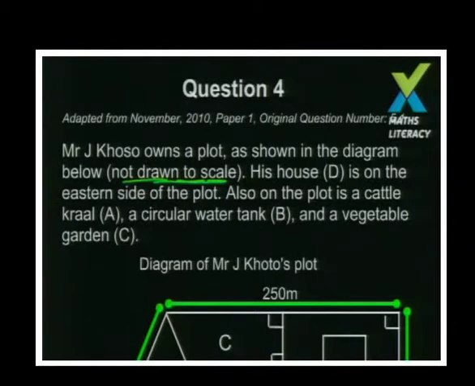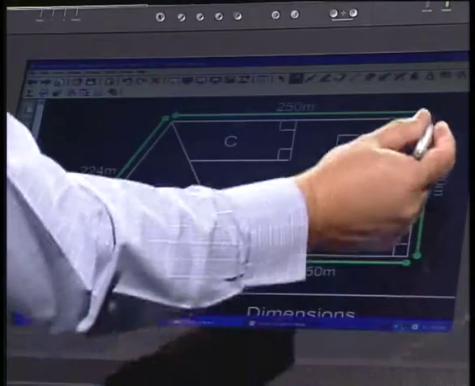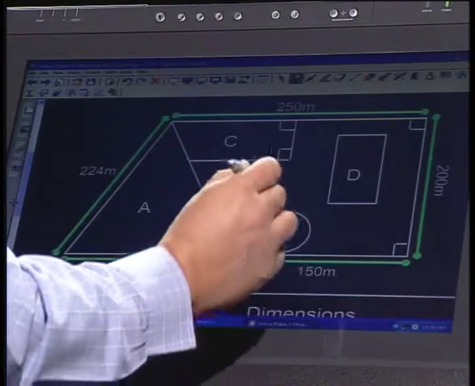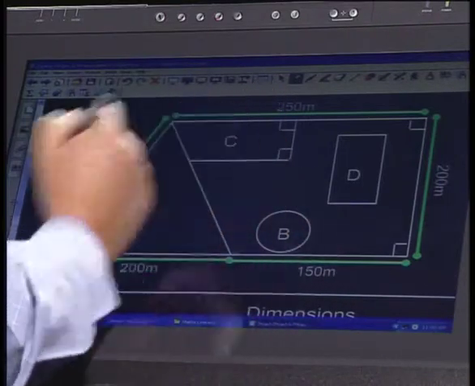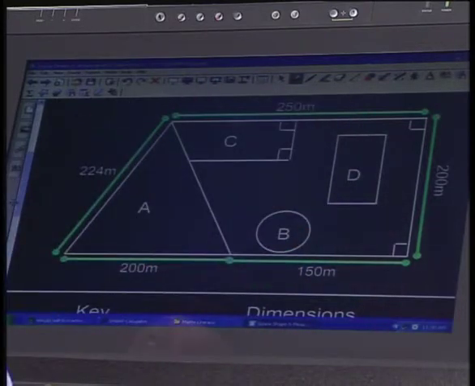Also on the plot is a cattle kraal, a circular water tank, and a vegetable garden. So let's have a look at all this. Okay? Here's his plot of land, this whole area over there. Okay? A is his cattle kraal, B is the water tank, C is a vegetable garden, and D is his house. Got the idea?